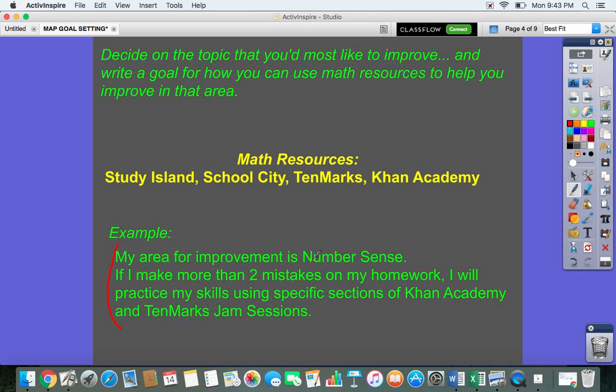You're going to write a goal for the math topic based on your MAP scores that you would like to improve and how you're going to use one of our resources, Study Island, School City, 10 Marks, or Khan Academy, to help you to improve that area.